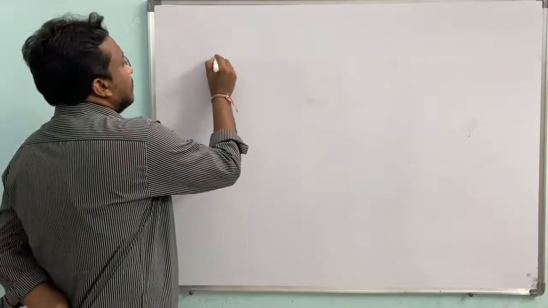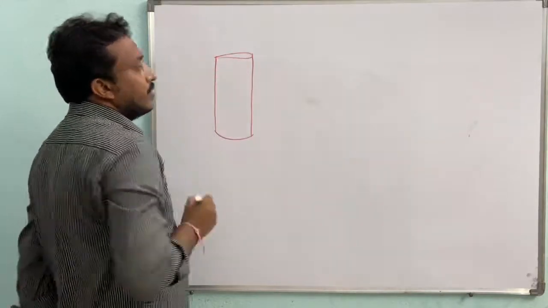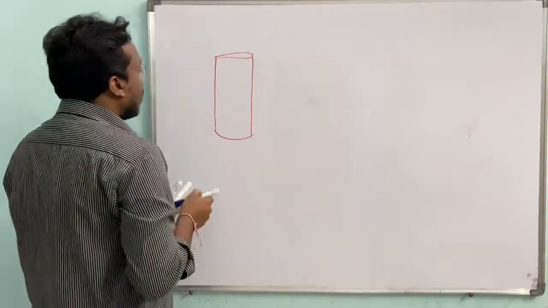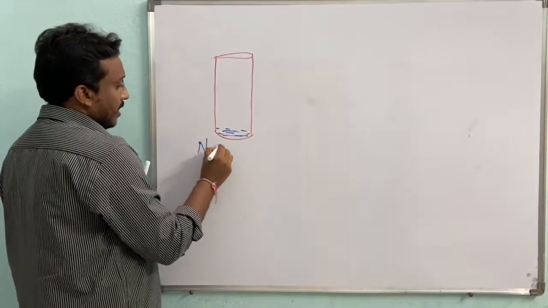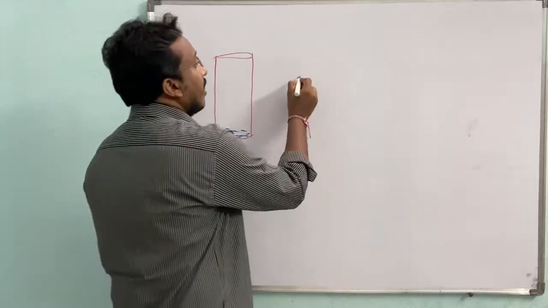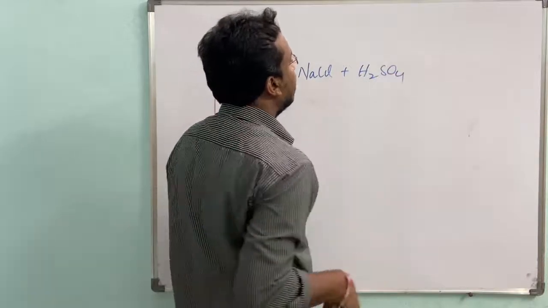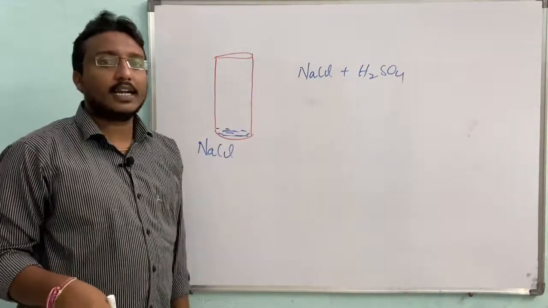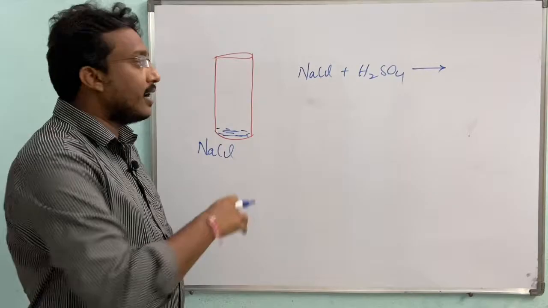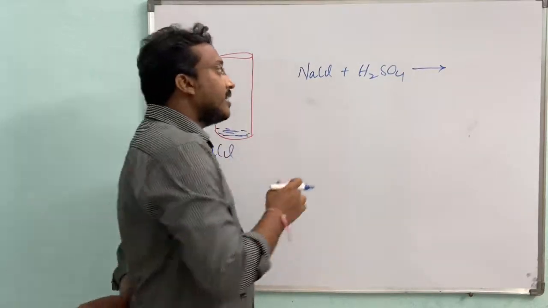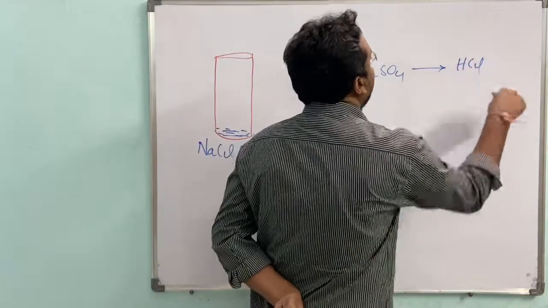Take a beaker and take a small quantity of NaCl, sodium chloride, and H2SO4. Take NaCl and H2SO4 in a beaker and stir it. In that case, a gas evolves. What gas? HCl gas.